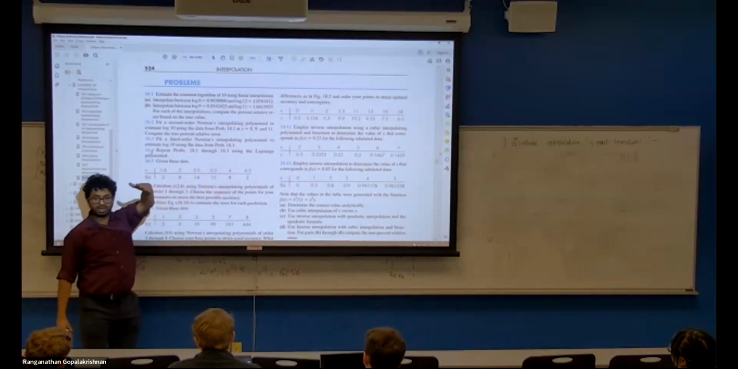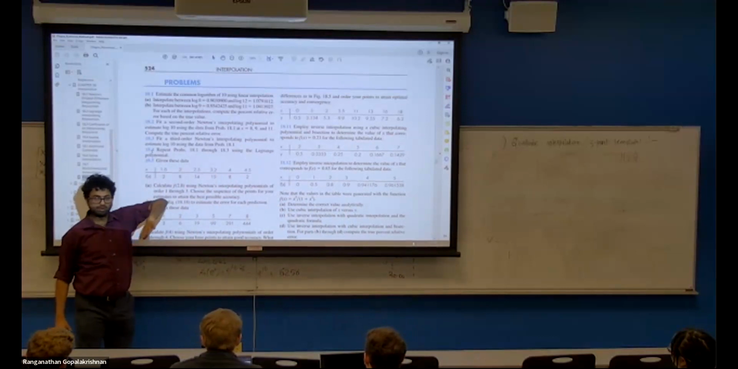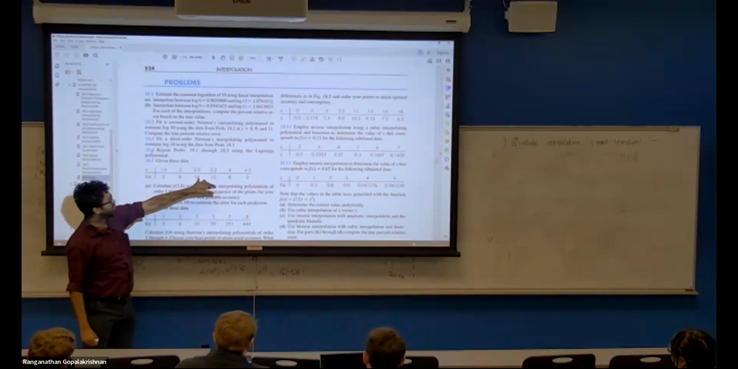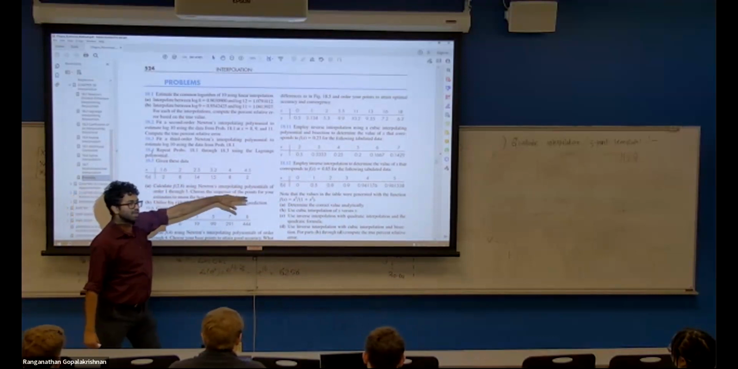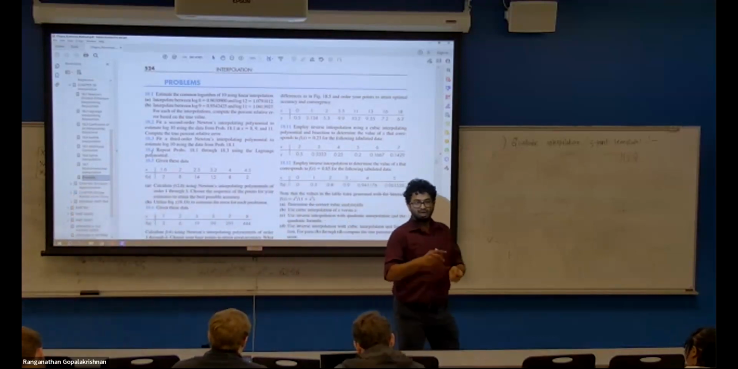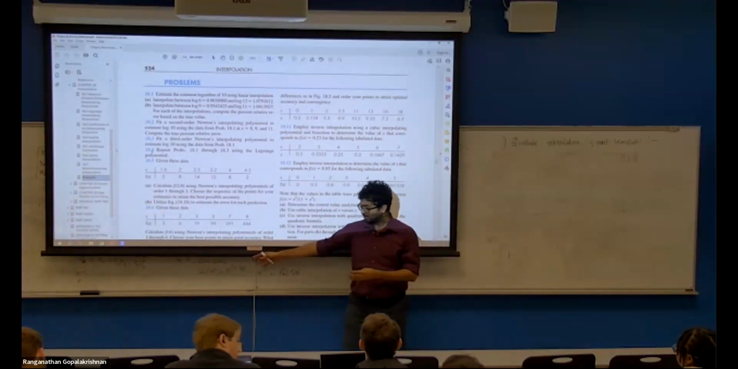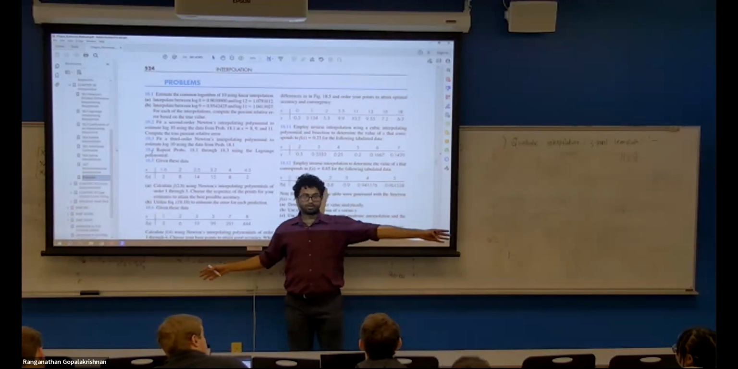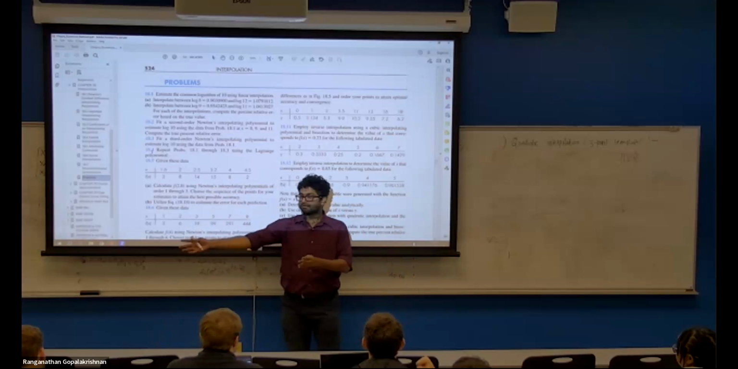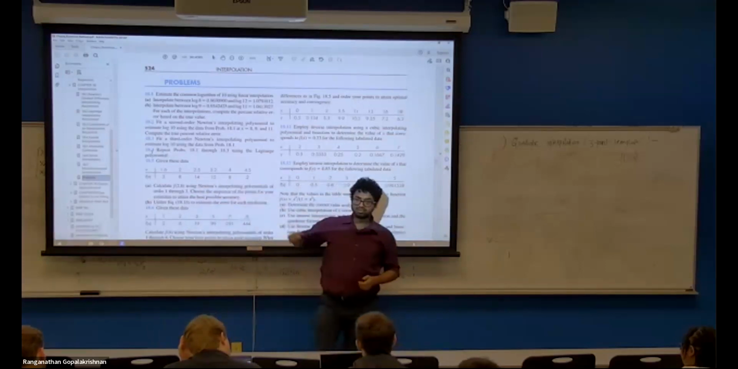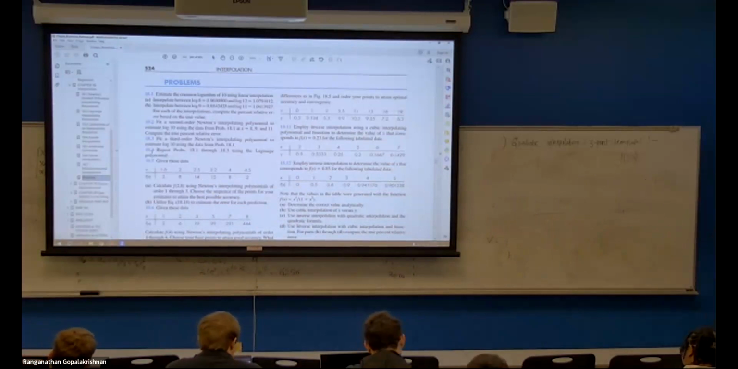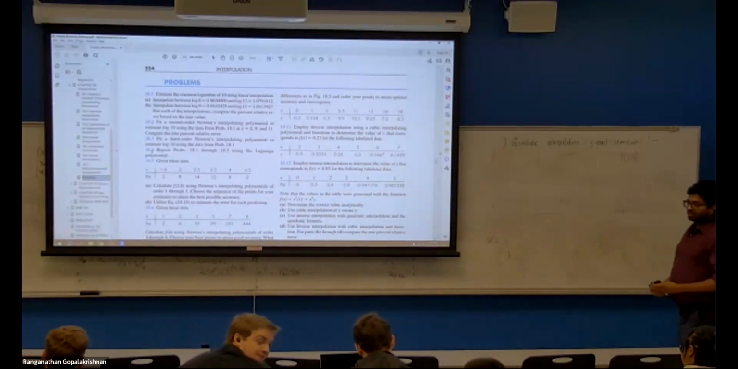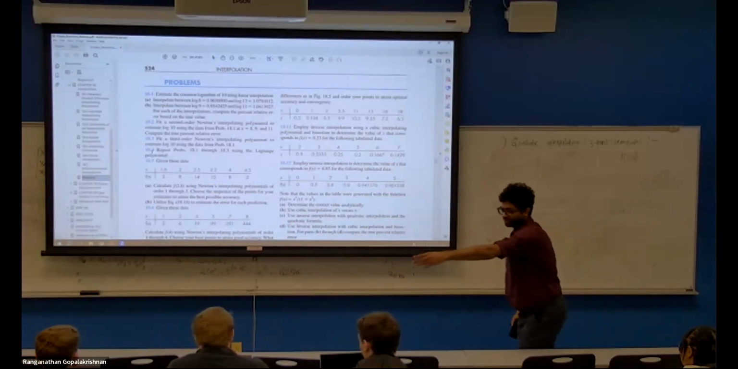So I want the class to split into 2 groups. One group will use stencil 1 and the other group will use stencil 2. Okay, let's get 2 answers. So maybe everyone to the left of this uses the first stencil, and everyone to the right of this uses the second stencil.